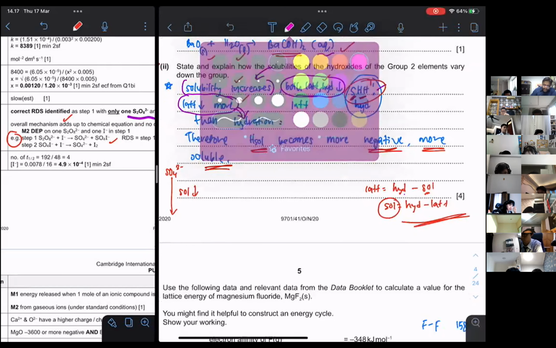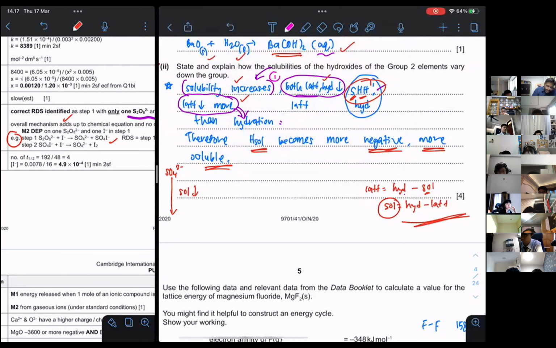I'll show you where you get the 4 marks. Solubility increases, 1 mark. Both of them decrease, another 1 mark. The 3rd mark is that lattice energy decreases more. And the 4th mark is that the enthalpy of solution becomes more negative. Therefore, it's going to be more soluble. Make sure you know how to change this for sulfate.